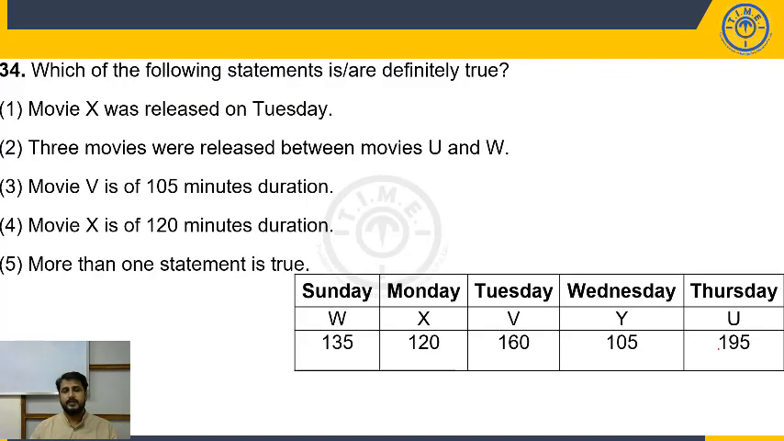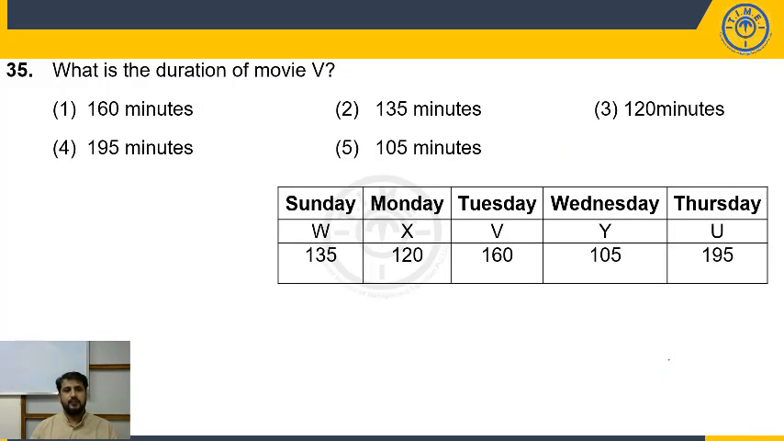Which of the following statements is or are definitely true? Movie X was released on Tuesday? No. 3 movies were released between U and W? Yes. W is here, U is here. So 3 movies between W and U. V is of 105 minutes? No. X is of 120? Yes. So more than 1 is true. Choice 5. Question number 35. What is the duration of movie V? 160 minutes. Choice 1.